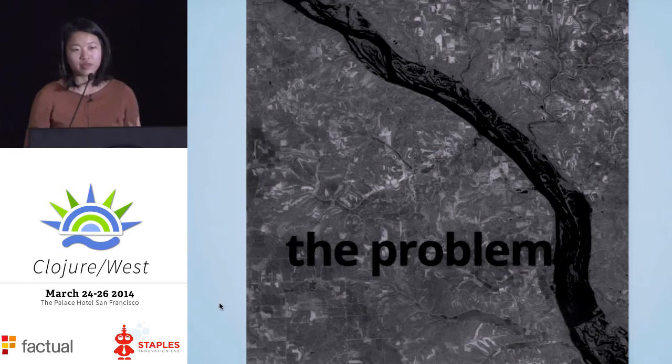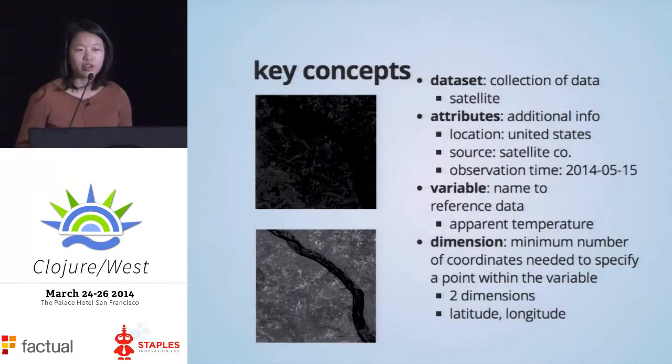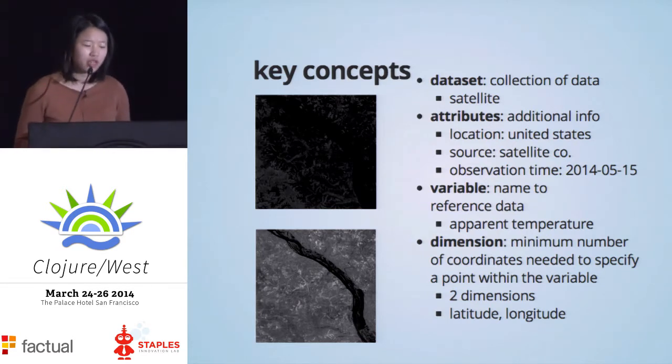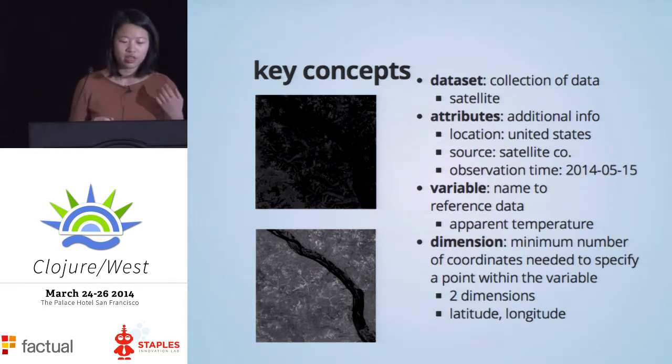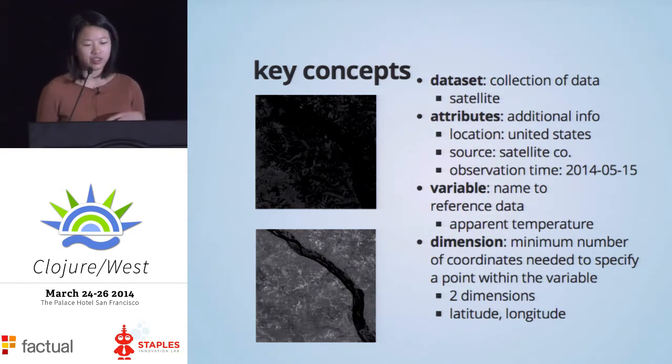So you need to know some things about this data before we really go into the database part. Here are some satellite tiles. One of the key concepts is: what is a data set? A data set is a collection of data. For this, we could call it satellite data, and it'll have some attributes. Attributes are just additional information so that you have some context about what to do with the data.